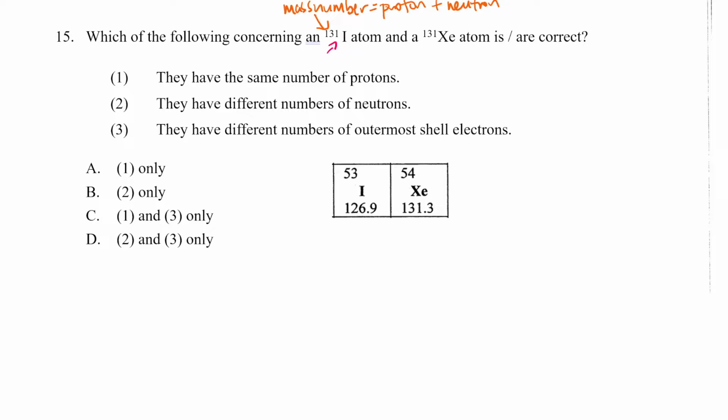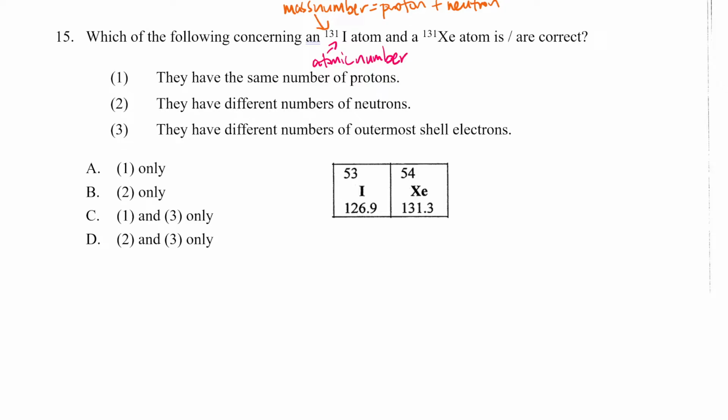So here, of course, we don't see any number, but we would know that this is the atomic number here. So, which of the following concerning an iodine atom with a mass number of 131 and a xenon atom with also the same mass number of 131 is or are correct? So, we're given three options.